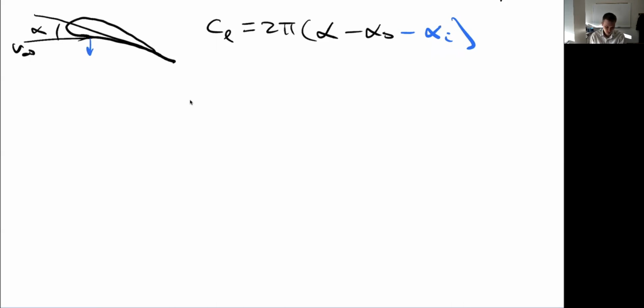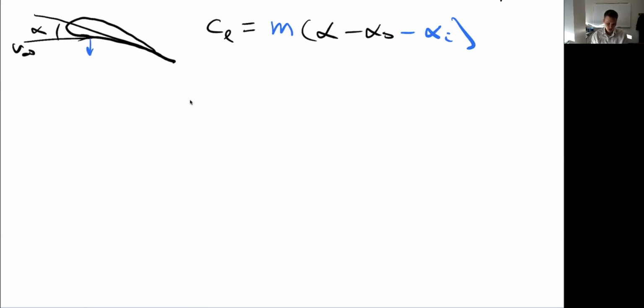And to make this more general, I'm going to replace this 2 pi with m. Again, it's 2 pi, that's the thin airfoil theory, theoretical limit. In general, this equation still applies, although the slope is usually maybe slightly less than 2 pi. So we'll just use m to indicate that slope, though it's generally very close to 2 pi.